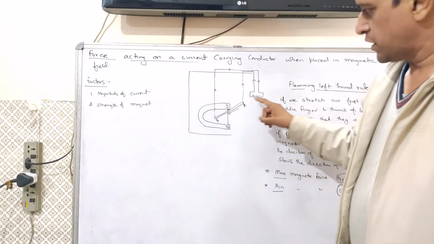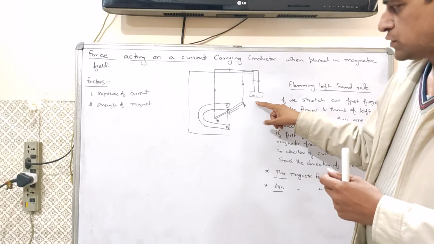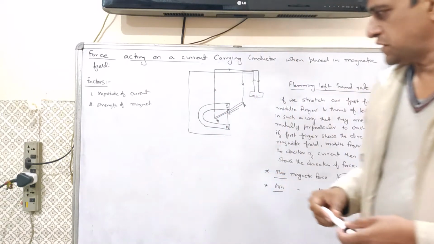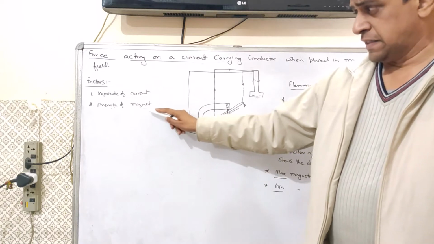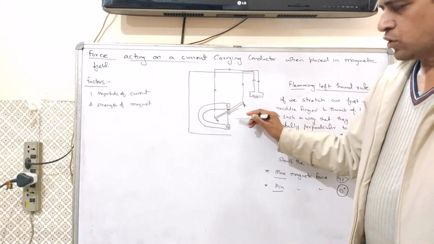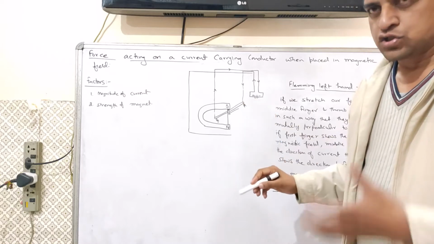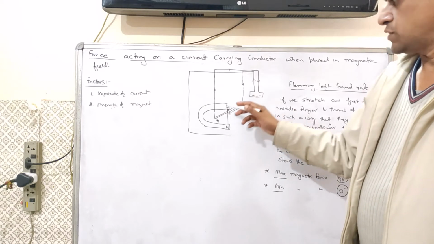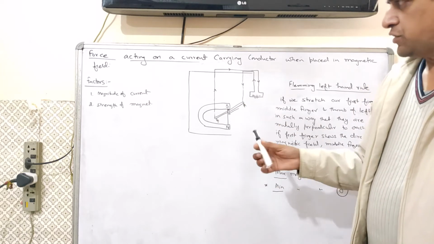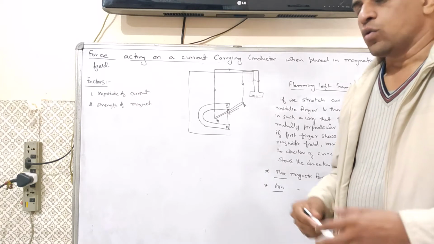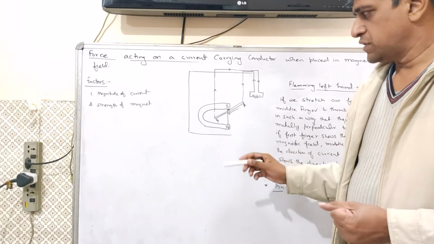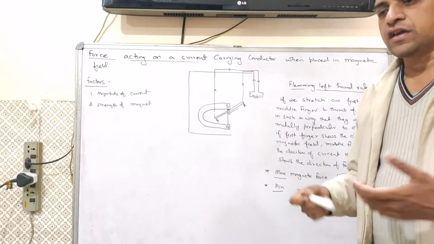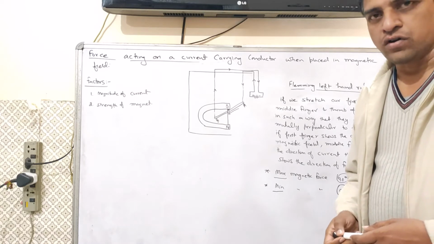What are the factors on which this force depends? First is the magnitude of current. As you increase or decrease the current, the force also increases or decreases. And secondly, the strength of the permanent magnet. If your horseshoe shaped magnet has a stronger magnetic field, that will ultimately exert more force on the current carrying conductor. In this way you are able to understand why these two bodies, the magnet and the current carrying conductor, exert a force on each other.